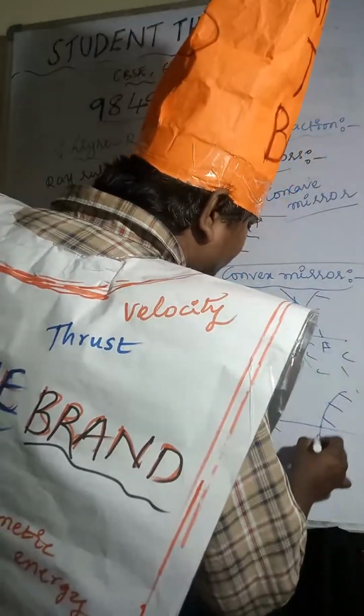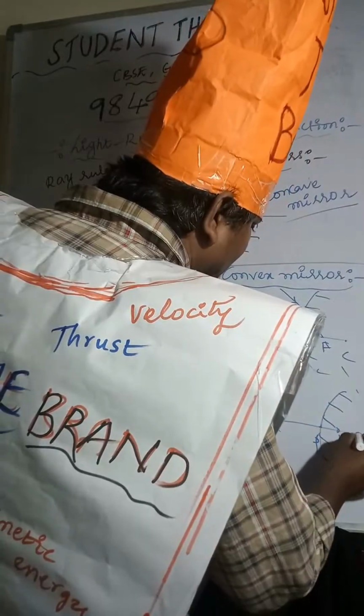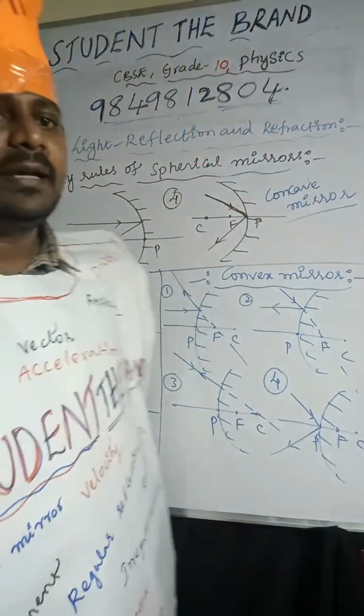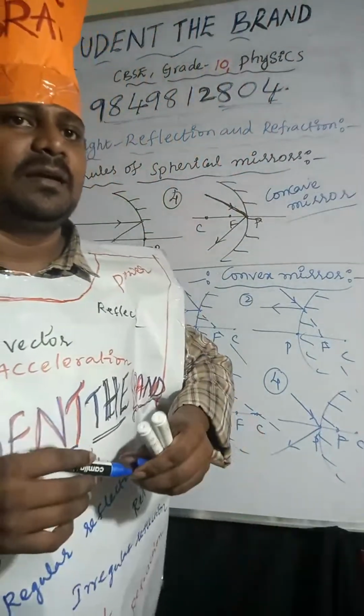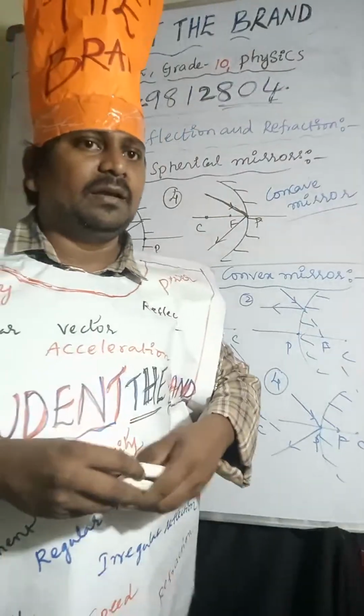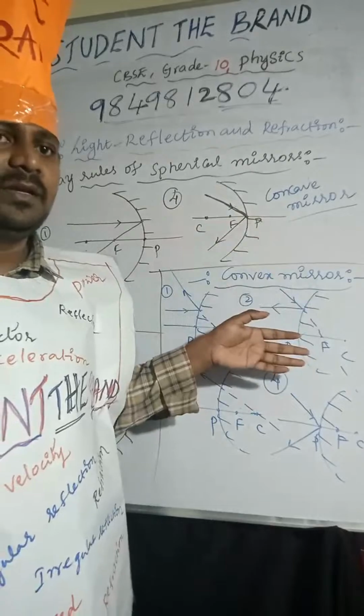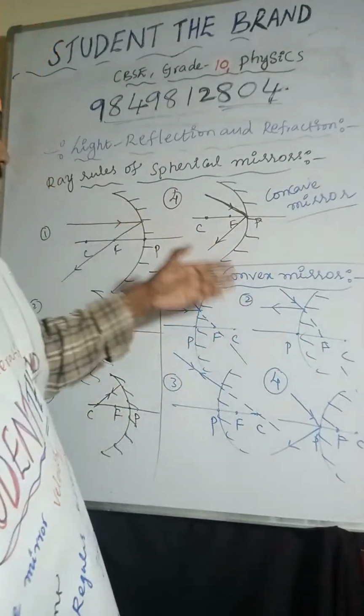so this is the pole, focus, center of curvature. Light ray is incident at the pole, it reflects back. Okay, so I hope it is very clear. So this is about ray rules of concave mirror and convex mirror.